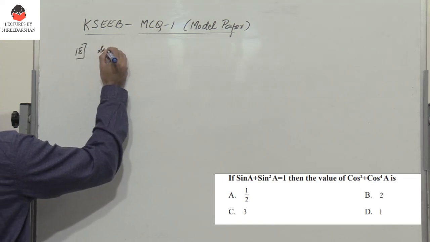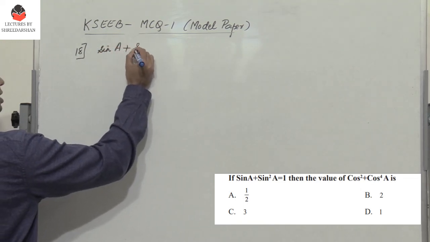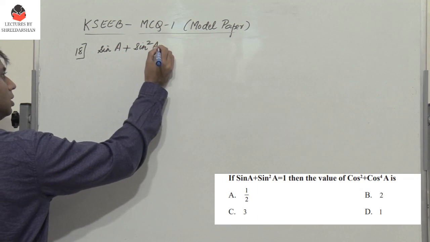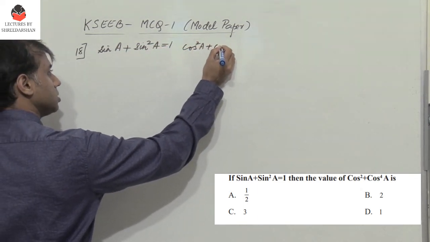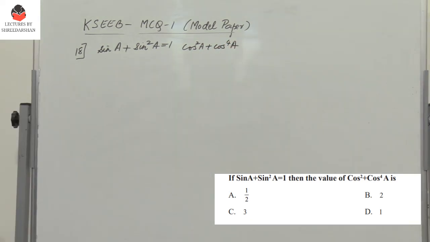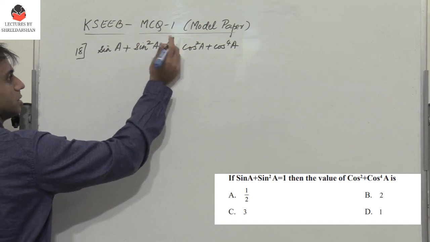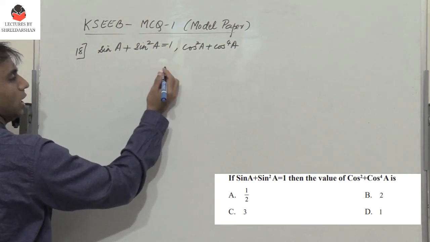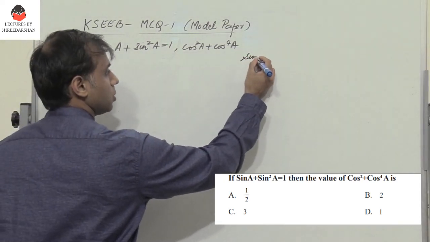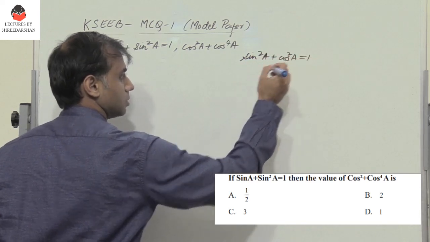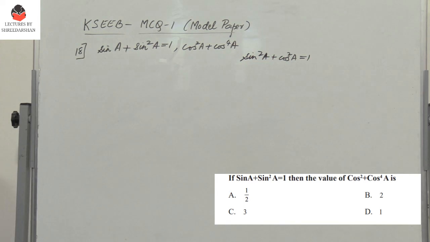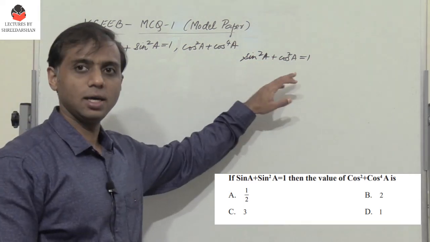18th one, if sine A plus sine square A is 1, now what is cos square A plus cos power 4A? Now this is a very interesting problem. Now let's take this expression. Now we know that 1 equals sine square A plus cos square A. Right? So sine square theta plus cos square theta is 1. So instead of theta I have A.